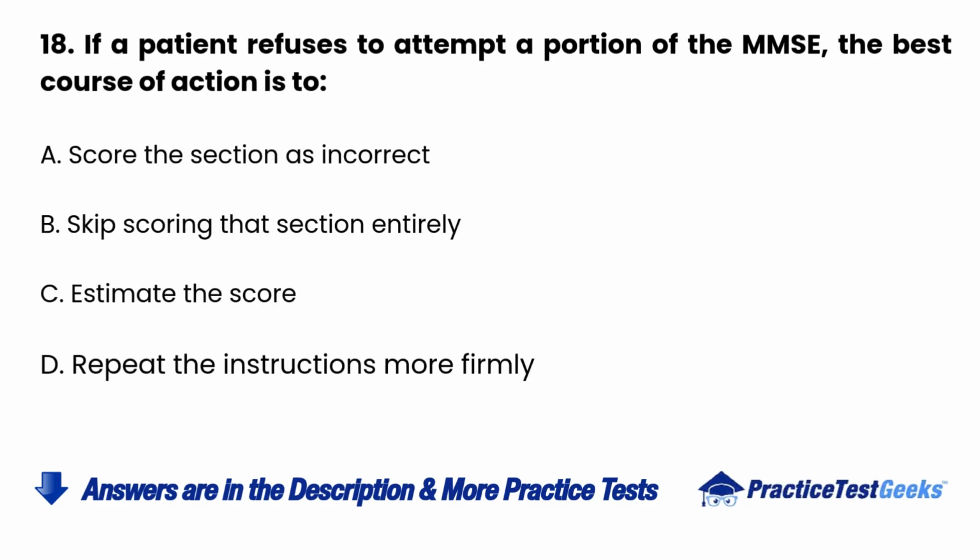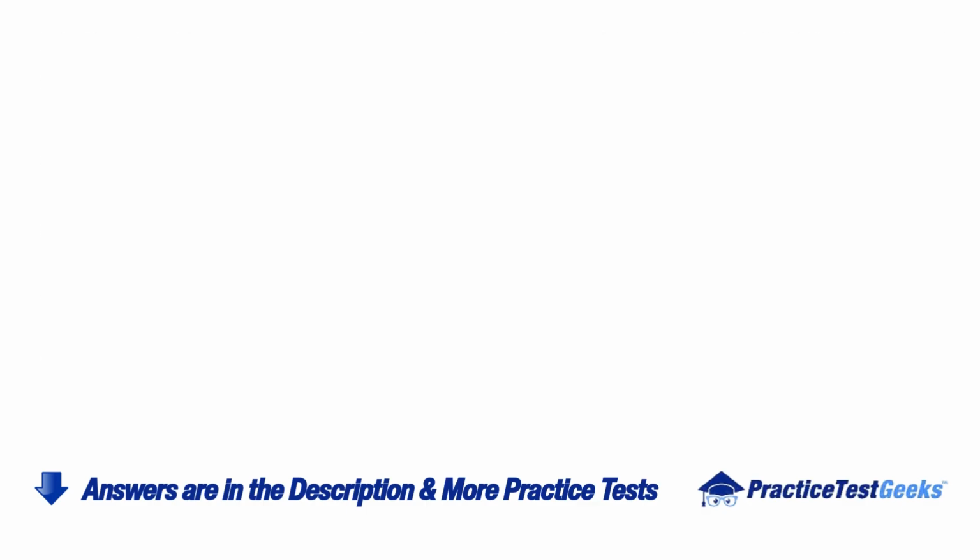18. If a patient refuses to attempt a portion of the MMSE, the best course of action is to A. Score the section as incorrect. B. Skip scoring that section entirely. C. Estimate the score. D. Repeat the instructions more firmly.